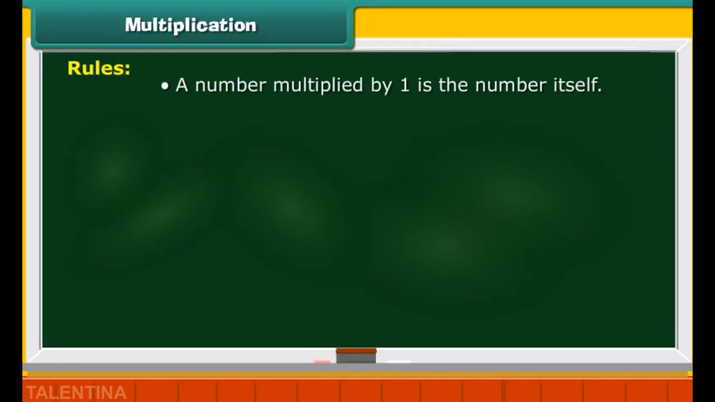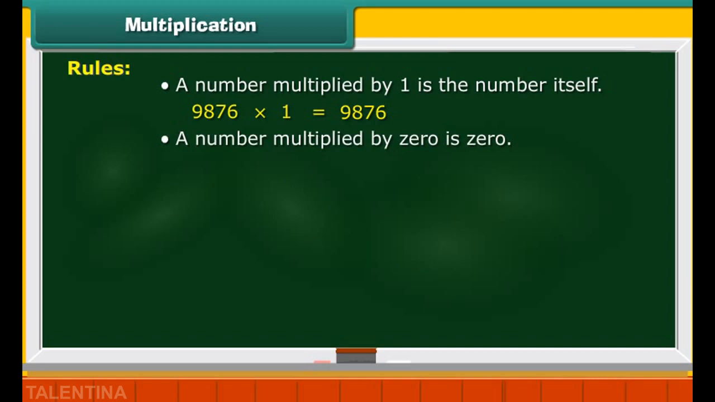Let us look at some rules of multiplication. A number multiplied by 1 is the number itself. 9876 multiplied by 1 is equal to 9876. A number multiplied by 0 is 0.